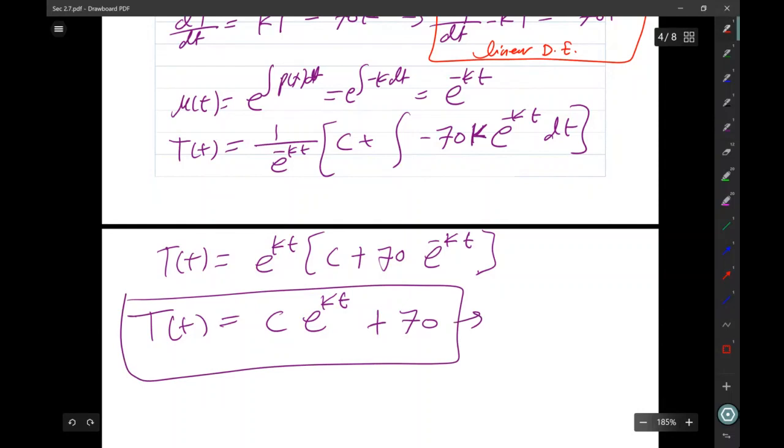What does this equation represent? This equation represents the temperature of the cake at any time t.